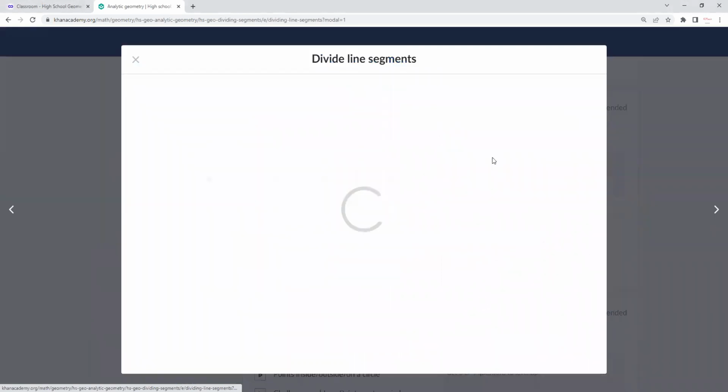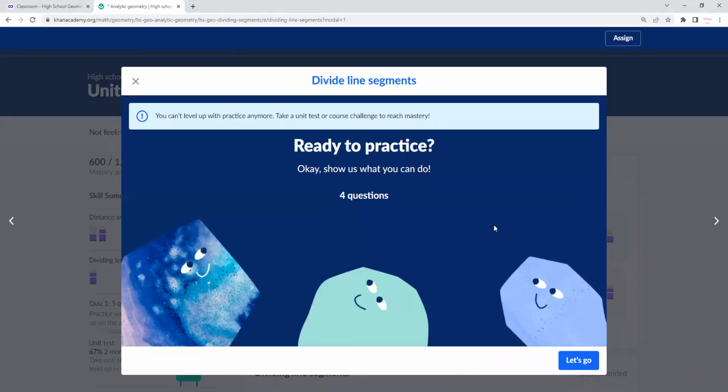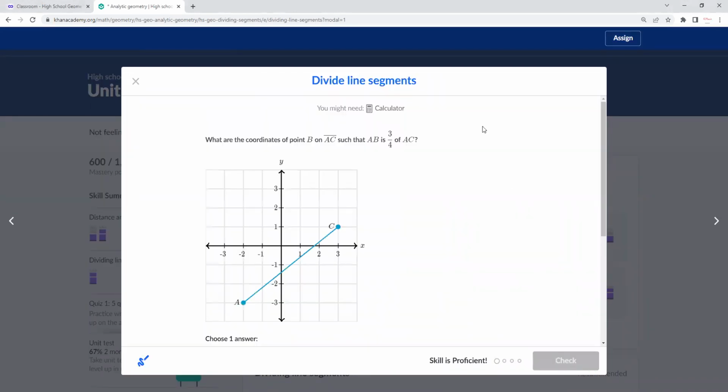Okay, now dividing line segments. This is probably one of the harder things you'll do in this unit. A lot of students have a hard time with dividing line segments. I'm not sure why. Maybe because it's all the steps. The more steps, the trickier it is to do. So it tells you that AB is 3/4 of AC. So it gave you that as a fraction, right?